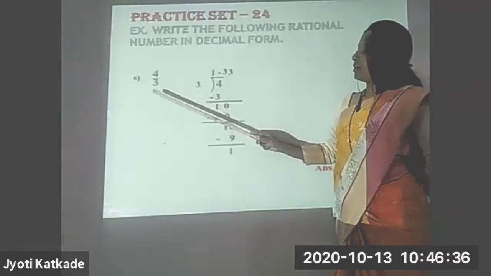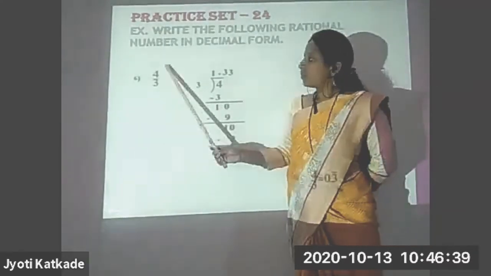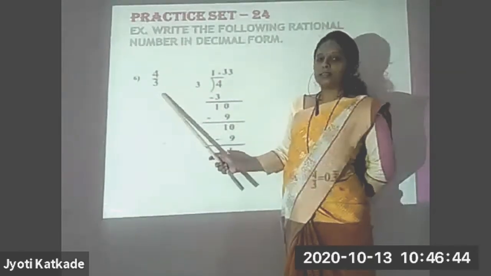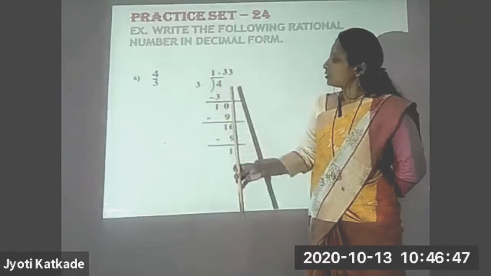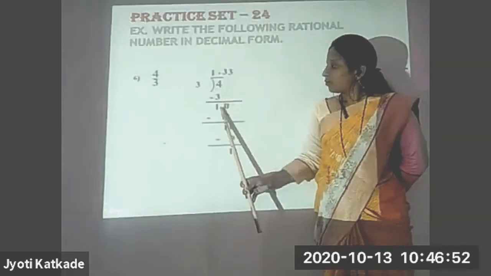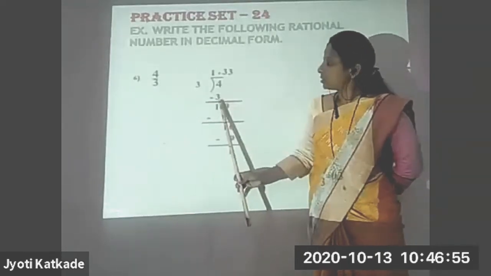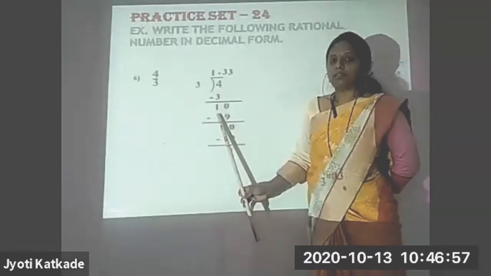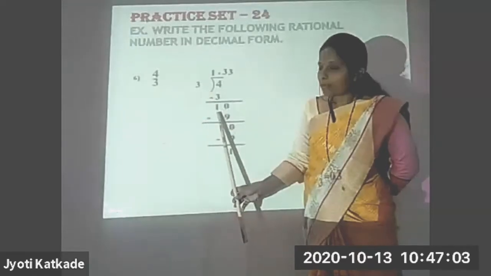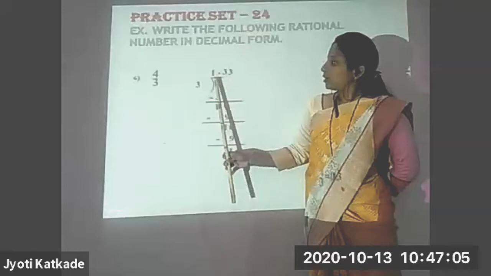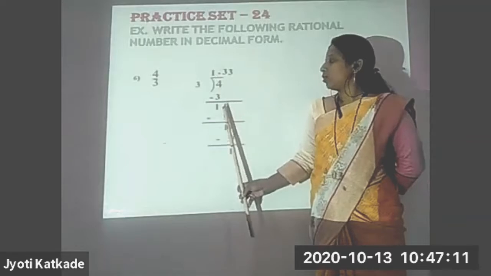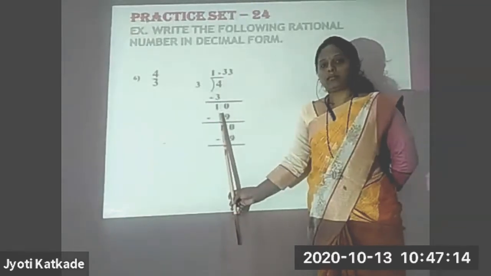That is 4 divided by 3. Now divide 4 by 3. We get 3 ones are 3. Subtract 3 from this 4, we get 1. Now 1 is not divisible by 3 because it is smaller than 3. So take a decimal point after this 1. Now we get here 0 and this value becomes 10.